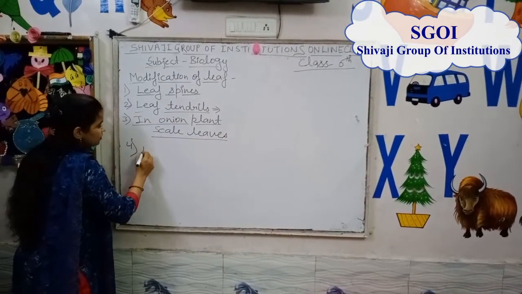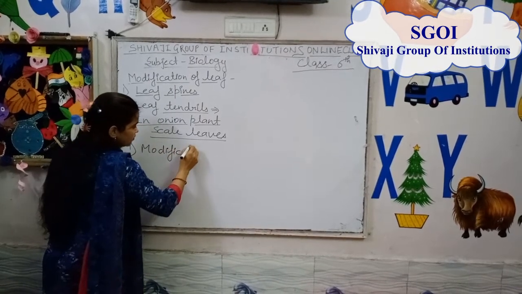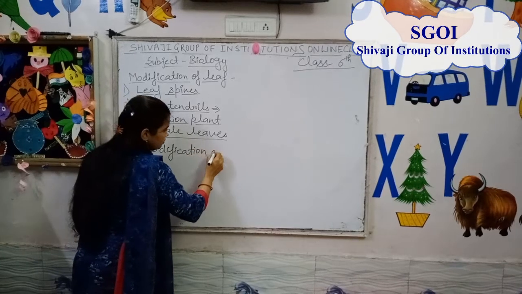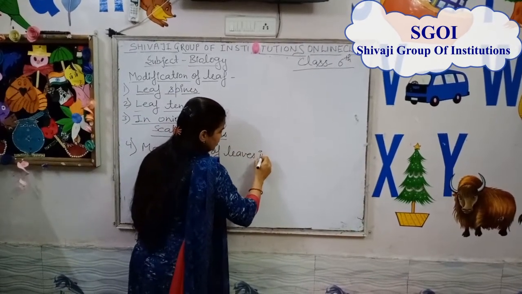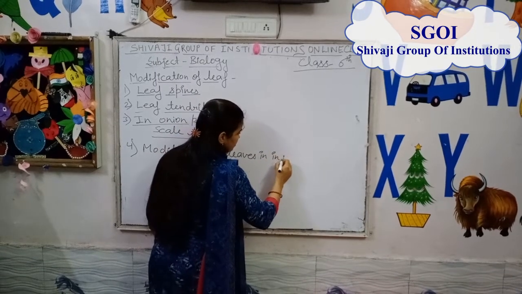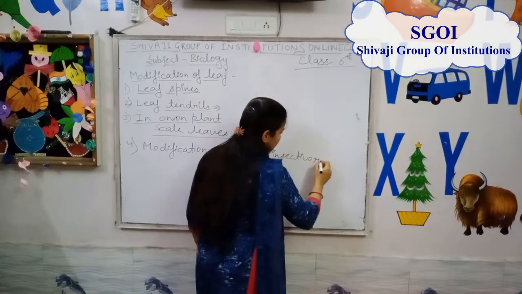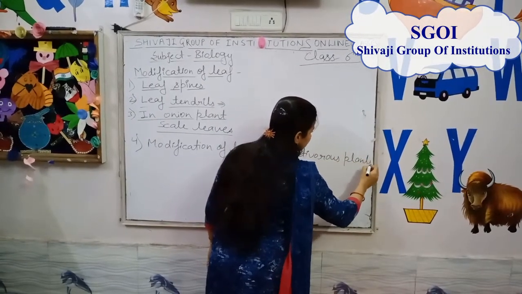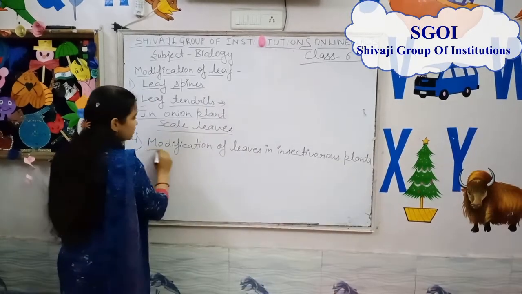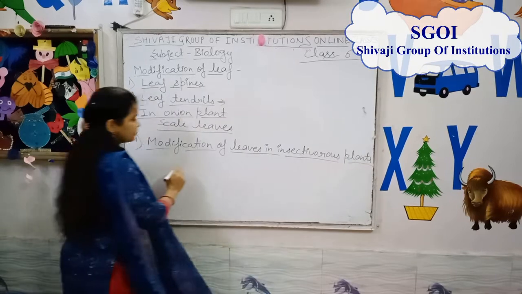And the next type is modification of leaves in insectivorous plants.